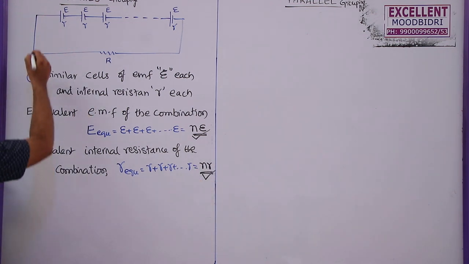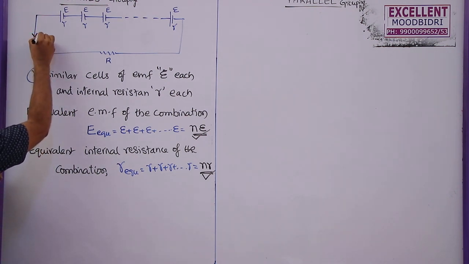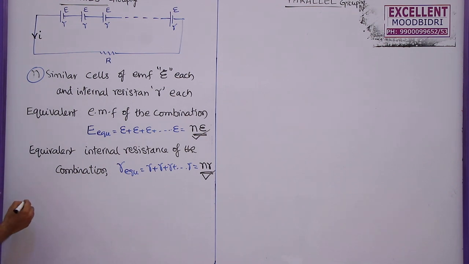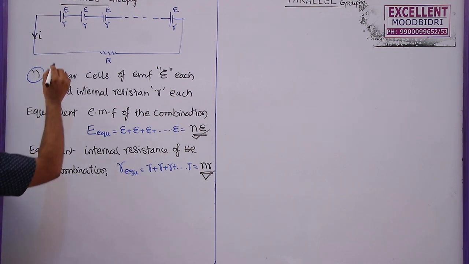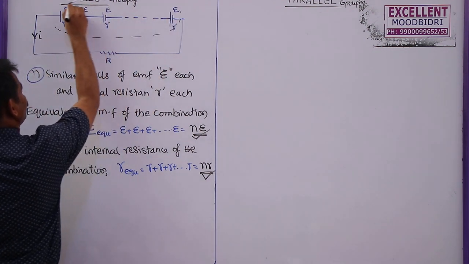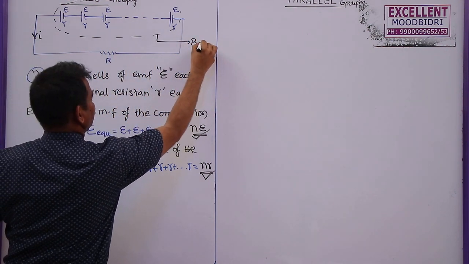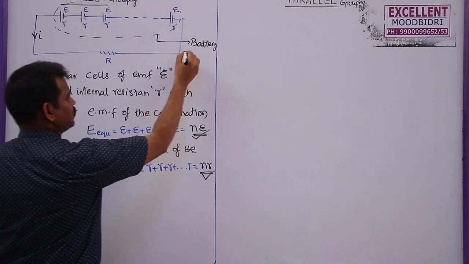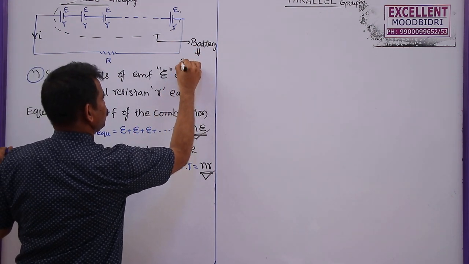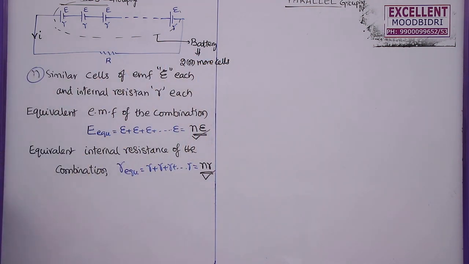So what is the current that is coming from the series combination of cells? We call this current the main current, that is the current given by the series combination of cells. Remember students, the combination of two or more cells is called a battery. So we call this a battery. Two or more cells connected in series or parallel is known as a battery.